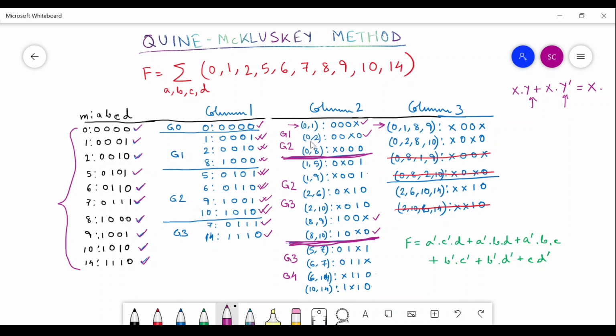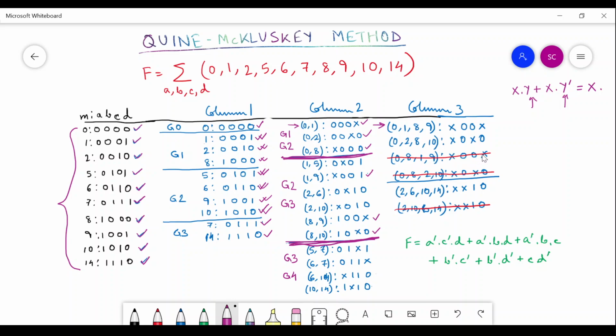Then no other combinations with 0 2. With 0 8, the first bit is x. So you see here these two are having first bit as x, but are there only one more bit changing or not? Yes, 0 0 0 0 0 1. So this can go with it, and we write 0 8 1 9 as x00x.